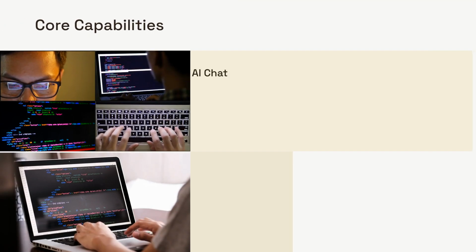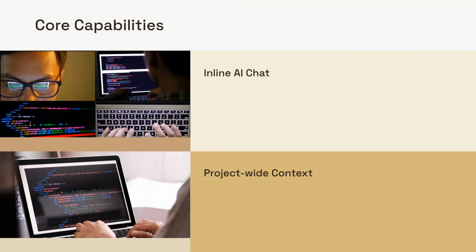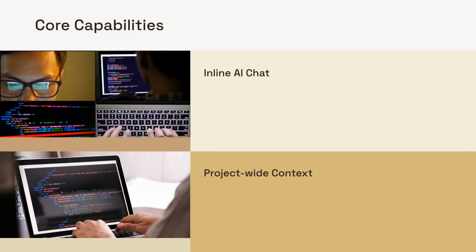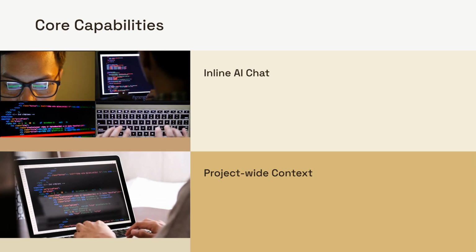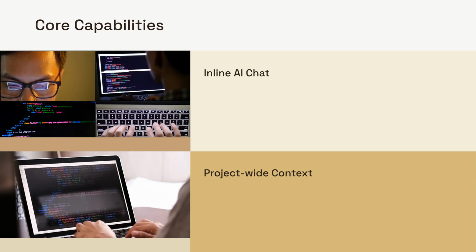Key capabilities include inline AI chat directly in your code, full function generation, AI-driven debugging, and deep project-wide context awareness, meaning no more copy-pasting code fragments. Let's dive into the demos, starting with how fast we can scaffold a new feature.